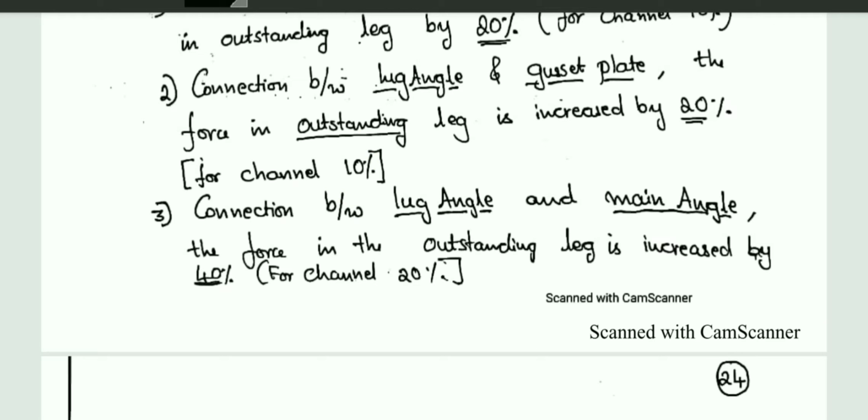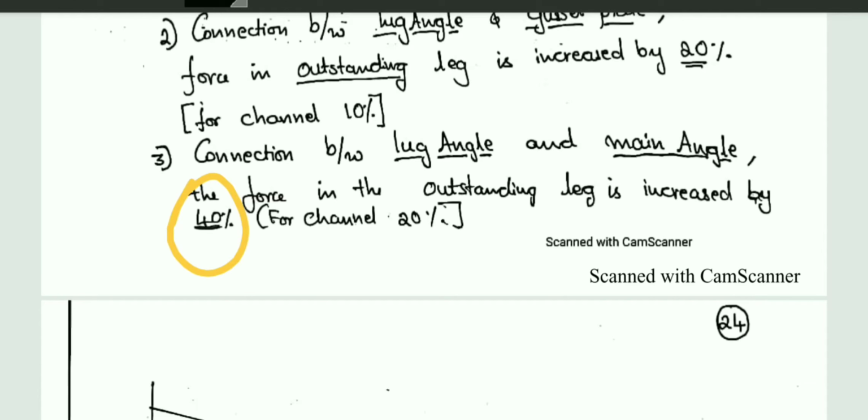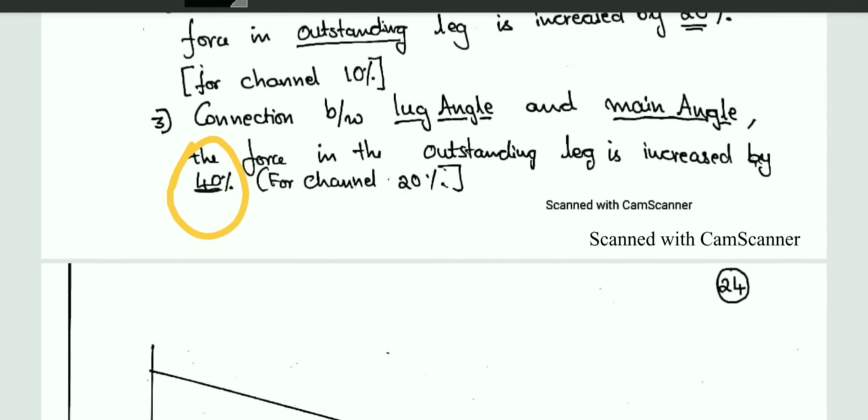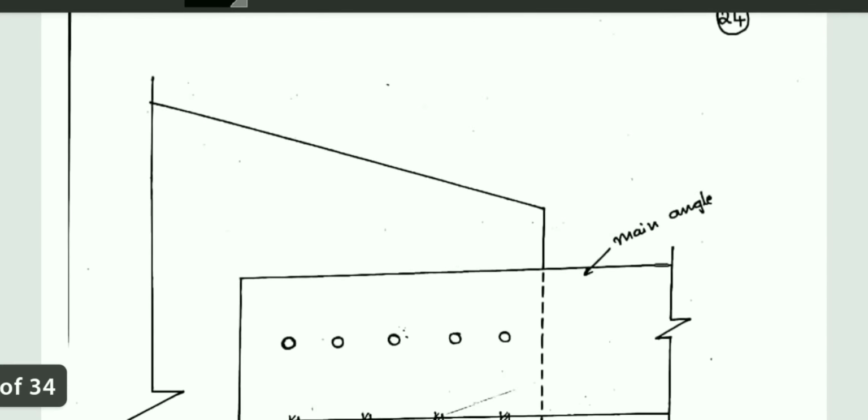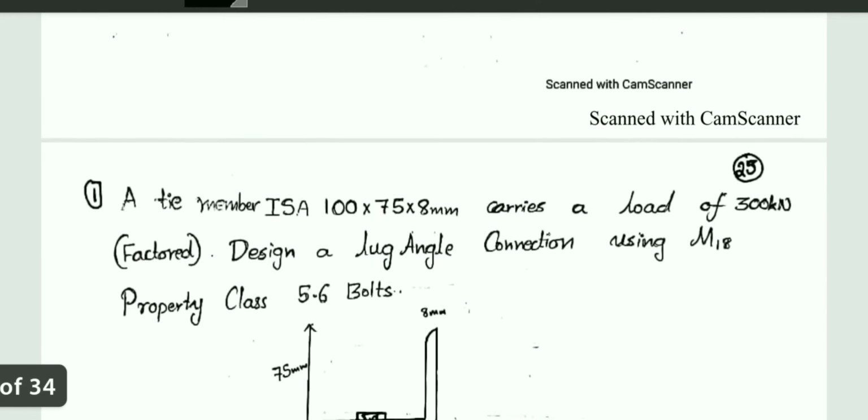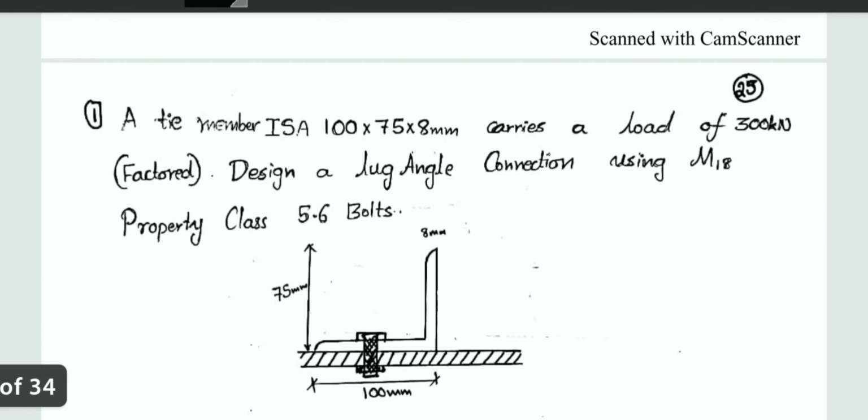Next, for the connection between the lug angle and main angle, you need to increase the outstanding force by 40%. For a channel section, you need to increase it by 20%. So while solving the problem we will understand this. Okay, let us see.